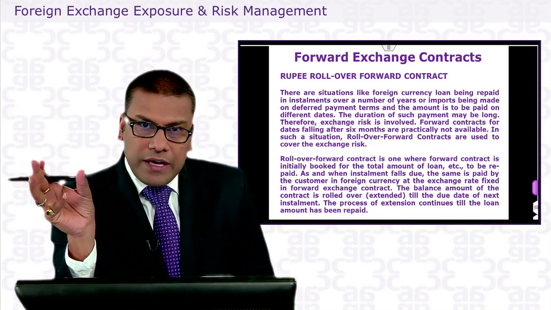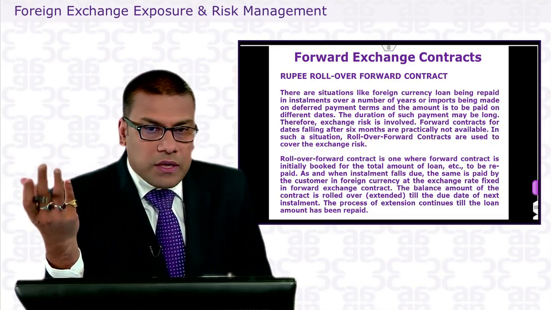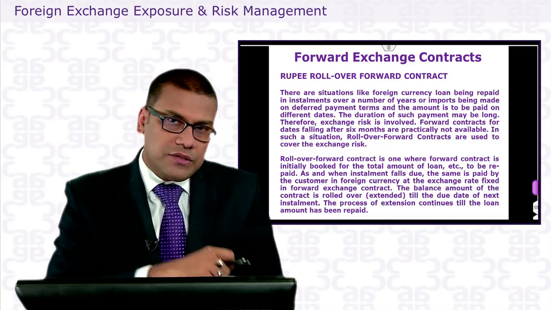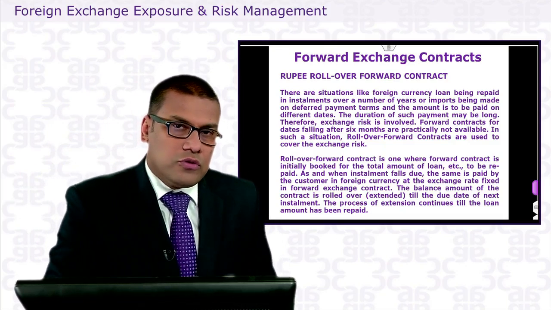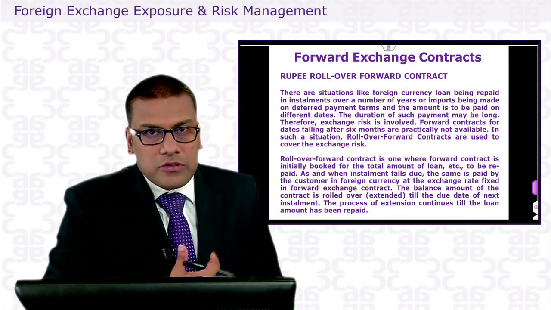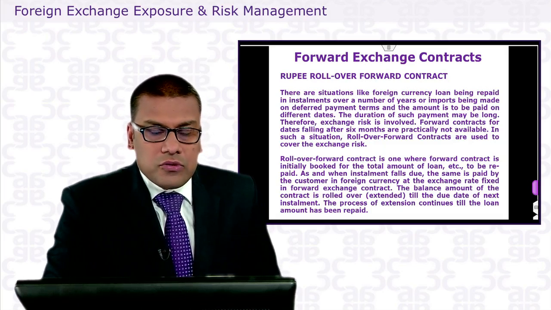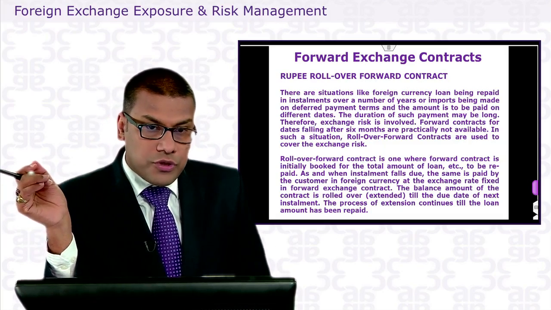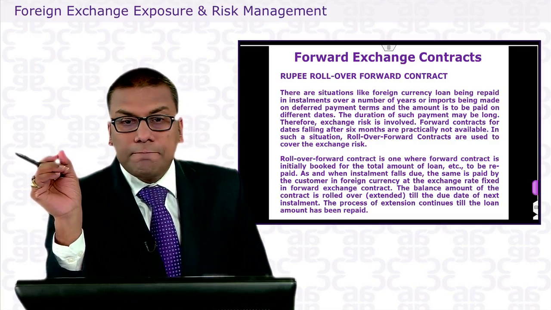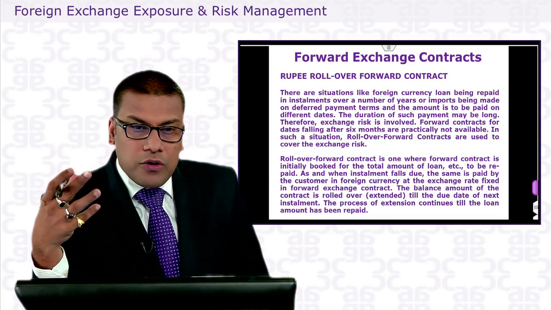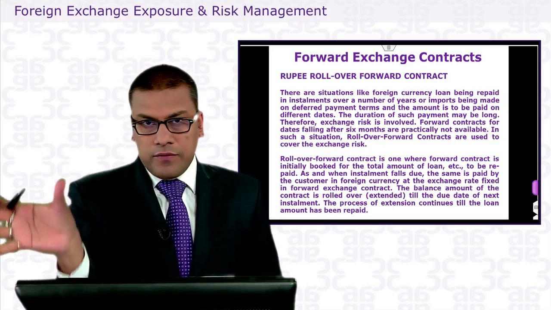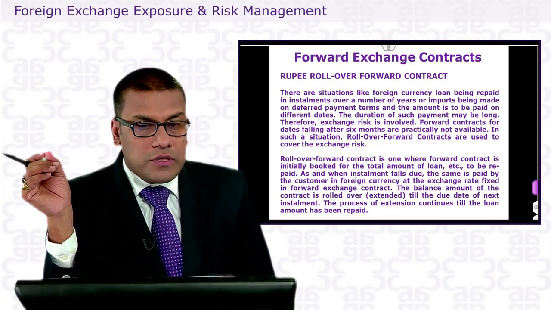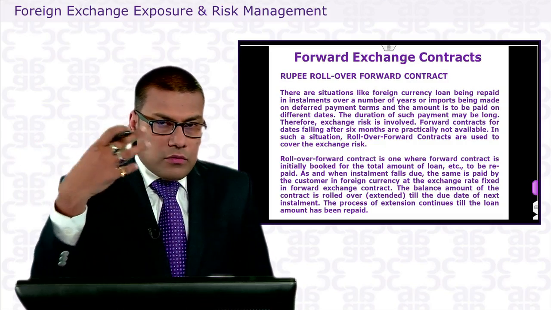So forward contracts for dates falling after 6 months are practically not available, because nobody could probably foresee the interest rate scenario. Although a bank could quote you rates for even more than 6 months, generally it's not that frequently practiced. So in such a situation, a rollover forward contract is used to cover your exchange rate exposure. In a rollover forward contract, a forward contract is initially booked for the total sum of the loan. So if you have taken a heavy loan of say $1 million USD, and you're repaying it.